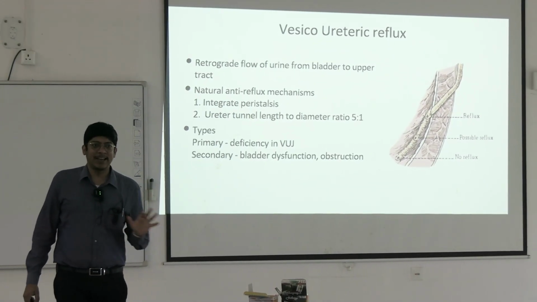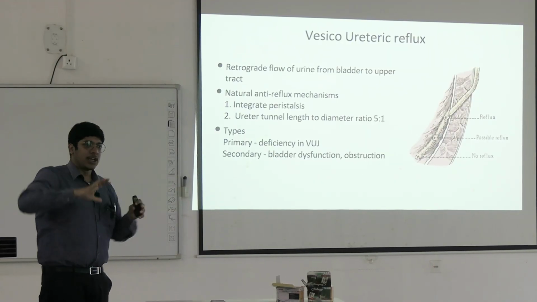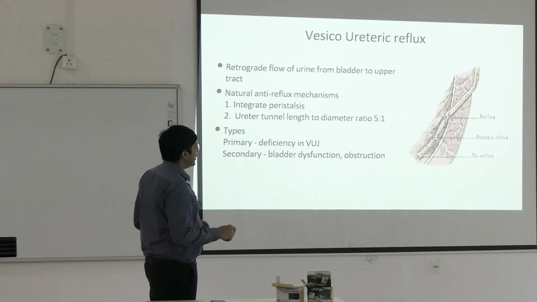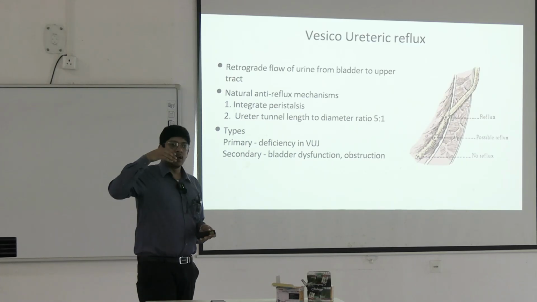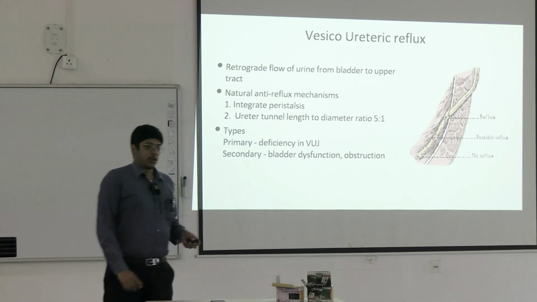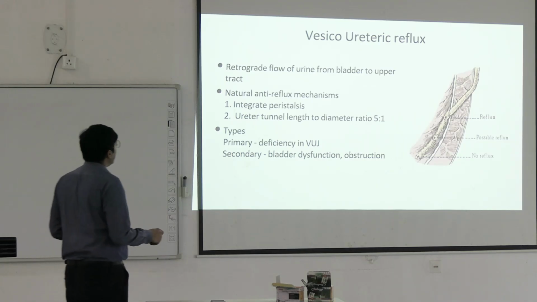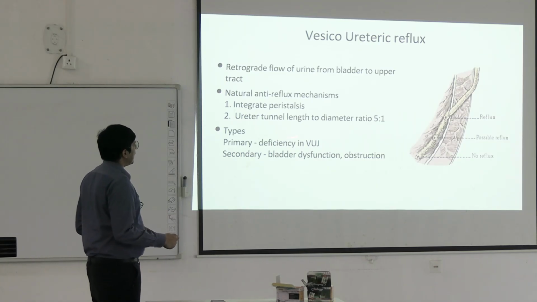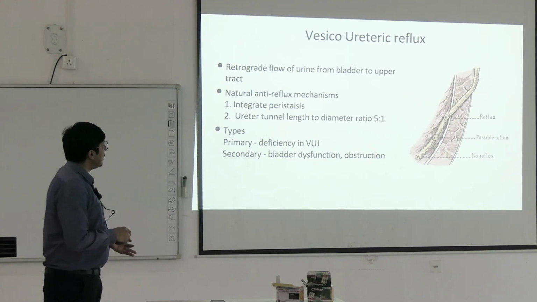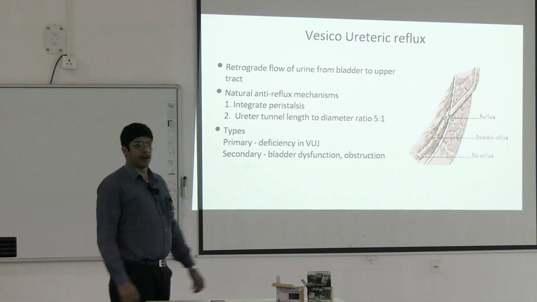Did everybody get what I am saying? Did you understand? So the bladder, when it stretches, pushes on the intramural part of the ureter, and this push prevents urine from entering from the bladder into the ureter, which is reflux. So once we have a problem with this ureteric tunnel length to diameter ratio, any structural anomaly leading to a change in this orientation will give rise to reflux.